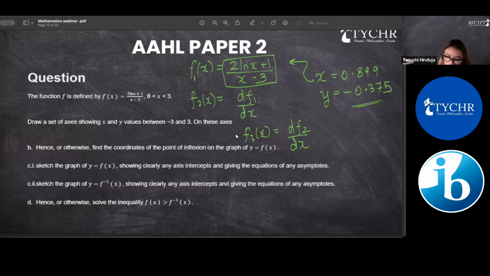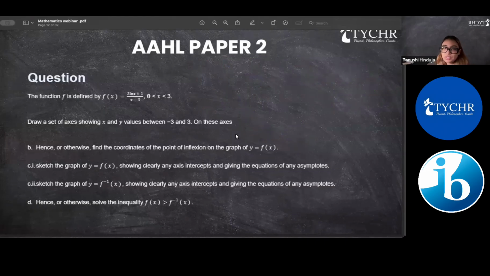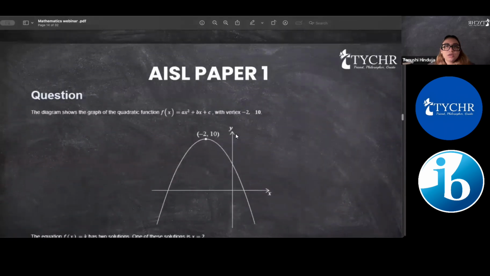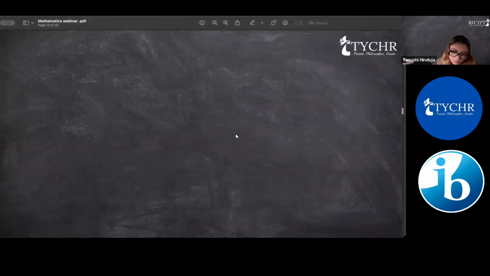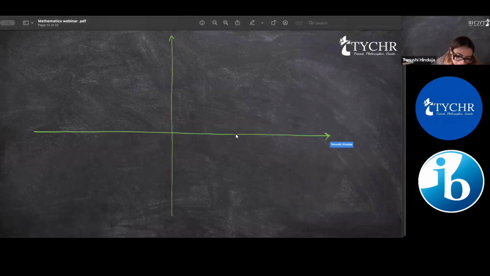Next, they want us to sketch the graph, clearly showing any axis intercepts and giving the equations of any asymptotes. I'm going to go on to the next page so that I have space. Again, it's simple to graph. You just have to put it in your GDC. I'm just going to show how your graph would look and how you should make the graph from your GDC in your paper.